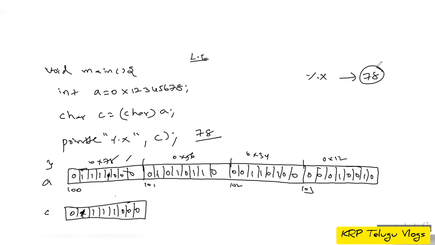If it is a big endian machine, what will c hold? Big endian machine means what will c hold? 12. Very good. So now you can tell. He will ask you the question: can you write a program to find whether the machine is big endian or little endian? So how will you write the code for that? We'll do that now. Can you write it down? Yes, note it down, I'll tell you.